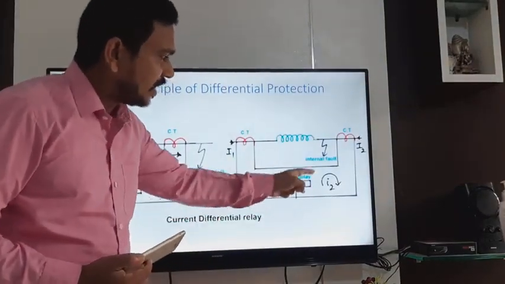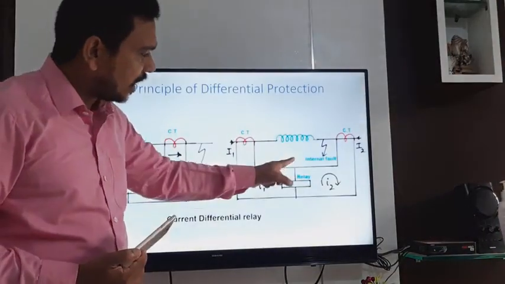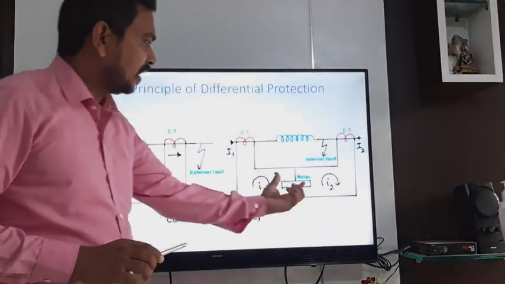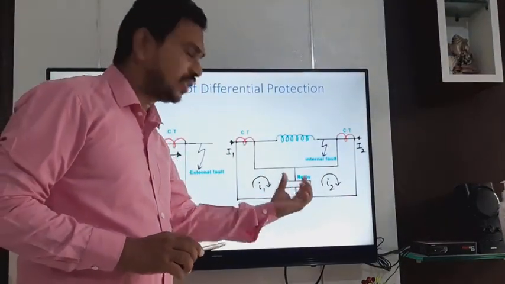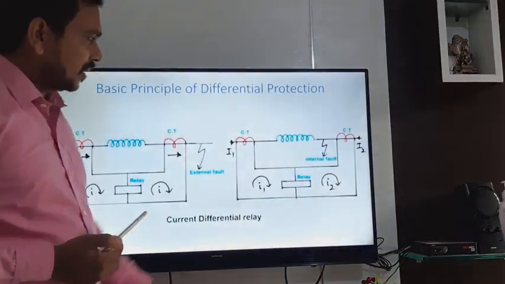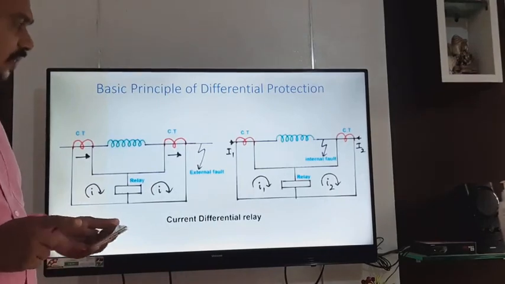As both currents are different, the I1 minus I2 current flows through the operating coil of the relay. As the current flows through the operating coil, the relay is energized and gives a signal to the circuit breaker, and the circuit breaker operates. So this is the basic principle of differential protection.